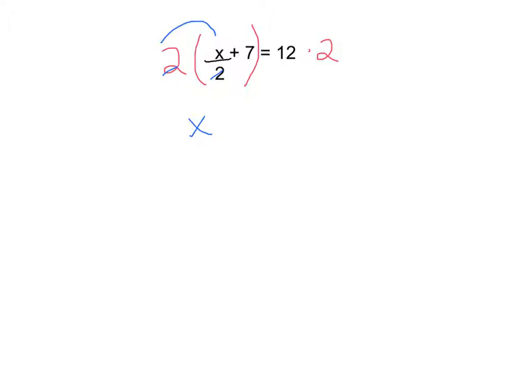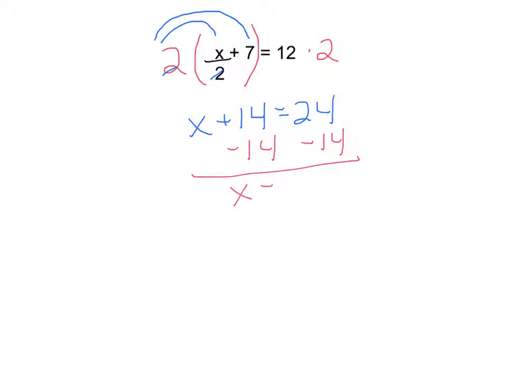But remember that 2 only canceled with the very first term, x divided by 2. I still need to use the distributive property and multiply 2 times 7. 2 times 7 is equal to 14. So I have x plus 14 now is equal to 24. Now I'm going to subtract 14 from both sides. When I subtract 14 from both sides, my final answer is x is equal to 10.